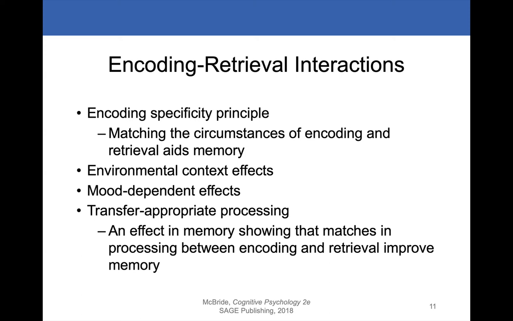With regard to encoding retrieval interactions, one of the very important concepts introduced in your text is the encoding specificity principle. What this is basically is matching the circumstances of encoding and retrieval. You want to match the circumstances of encoding and retrieval to aid your memory. A simple example are environmental context effects. Environmental context is making sure that the study conditions and the test conditions are the same.